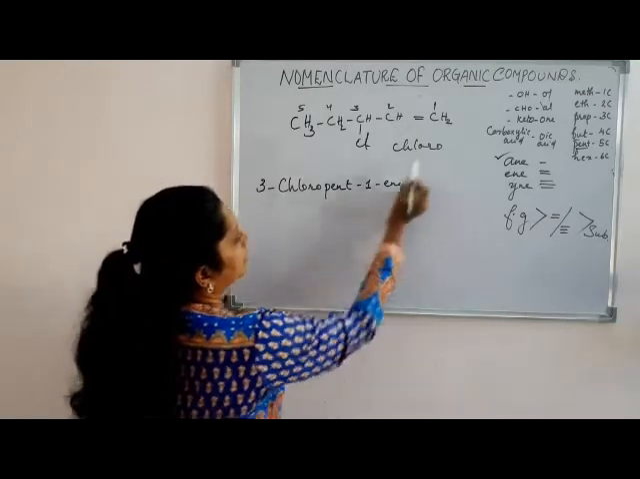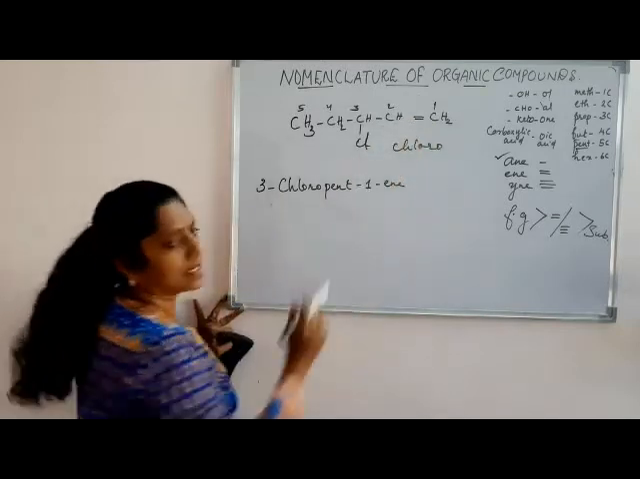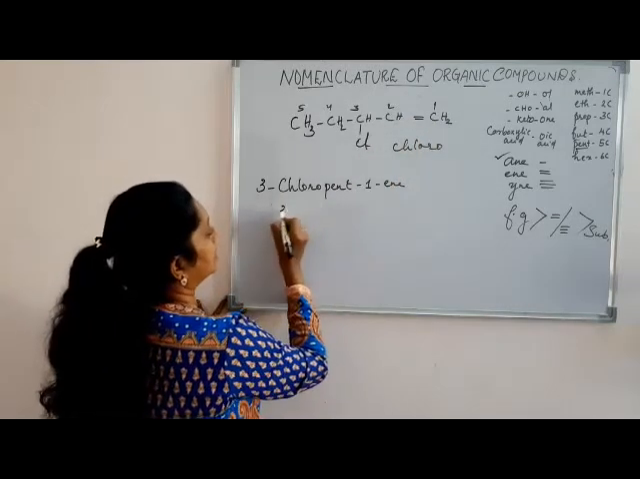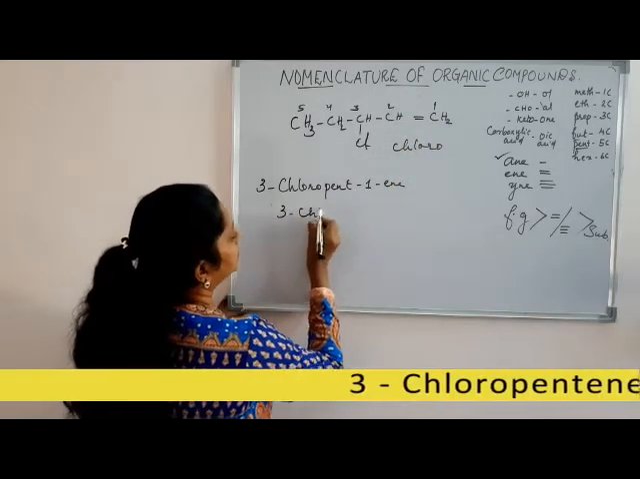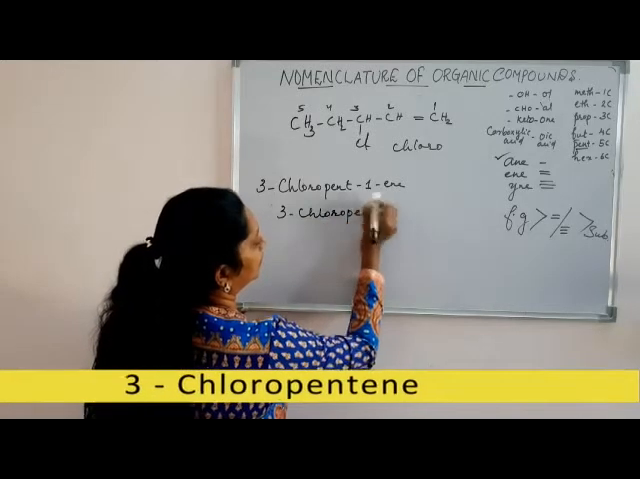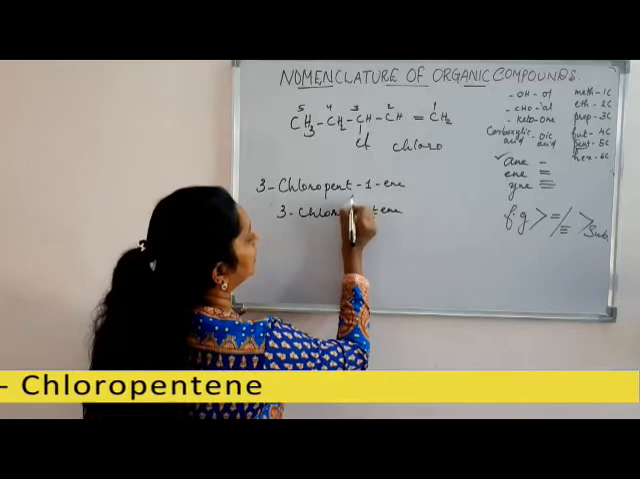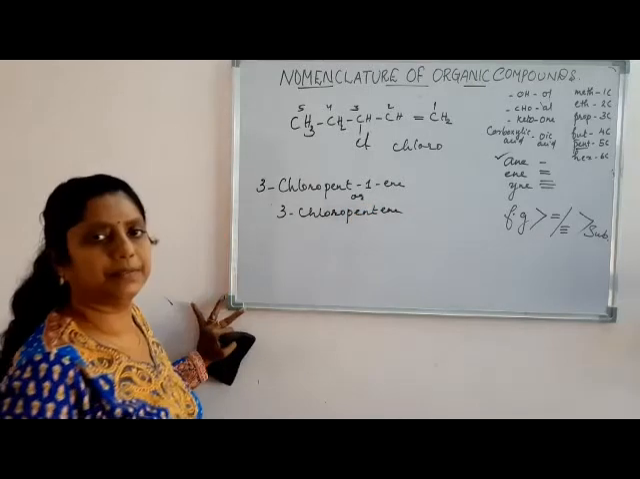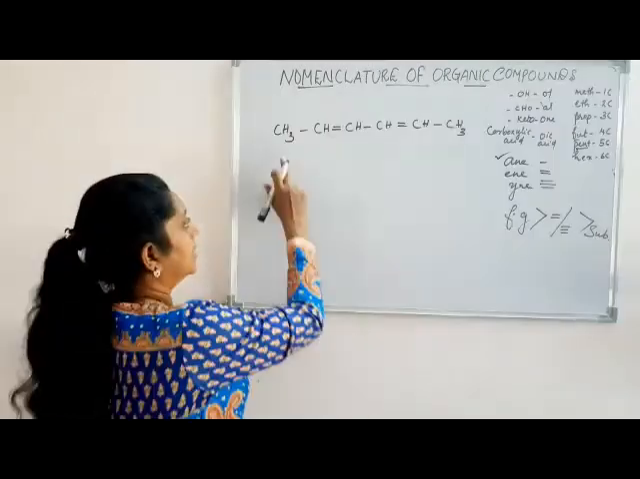Okay. Since the double bond is with the first carbon atom, we can also write it as 3-chloro-pent-ene. We can avoid this 1. Okay, 3-chloropentene. This is the next compound.